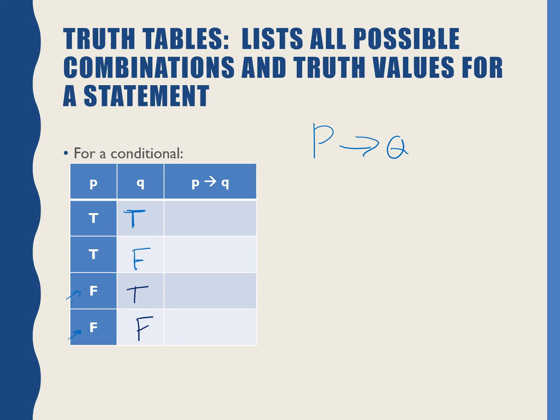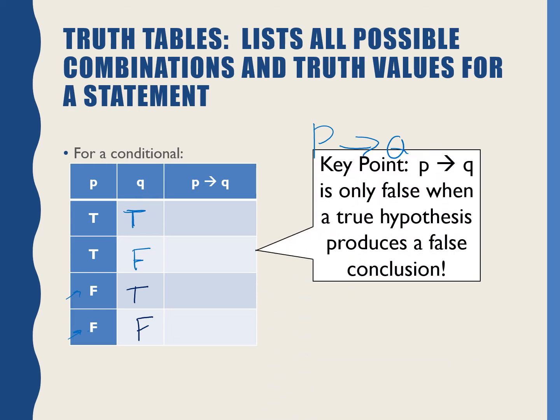For one of these statements to be false, it's only going to be false when a true hypothesis produces a false conclusion. So I've got a true and a true, and that means my whole conditional statement is true. If my hypothesis is true and my conclusion is false, that's the only time I'm going to get a false statement. Okay?